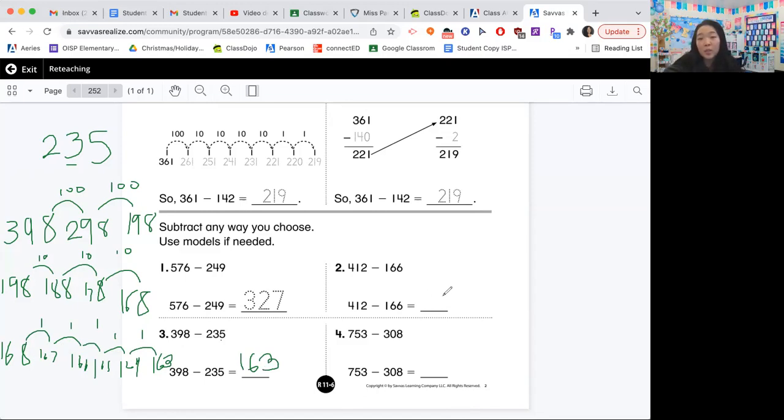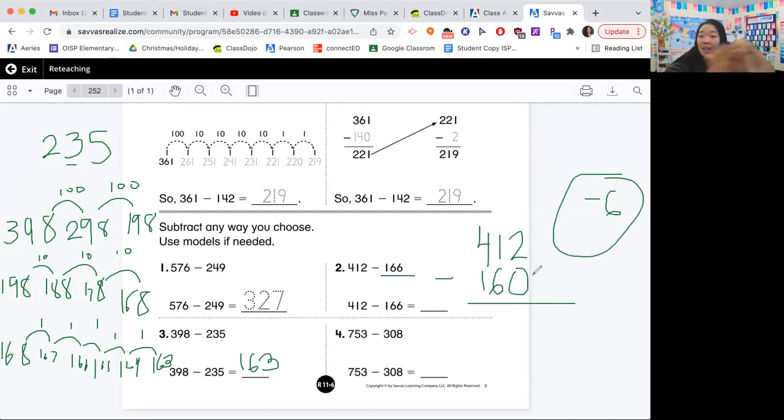This next way for number 2, we are going to try to use these easier numbers. Okay. So one of the ways that we can do that is by subtracting 412. And then we're going to make 166 an easier number. Instead of doing 166, we're going to use 160. Okay. So we are still going to have to end up subtracting 6 more. So I'm going to write that on the edge because we didn't include that 6.